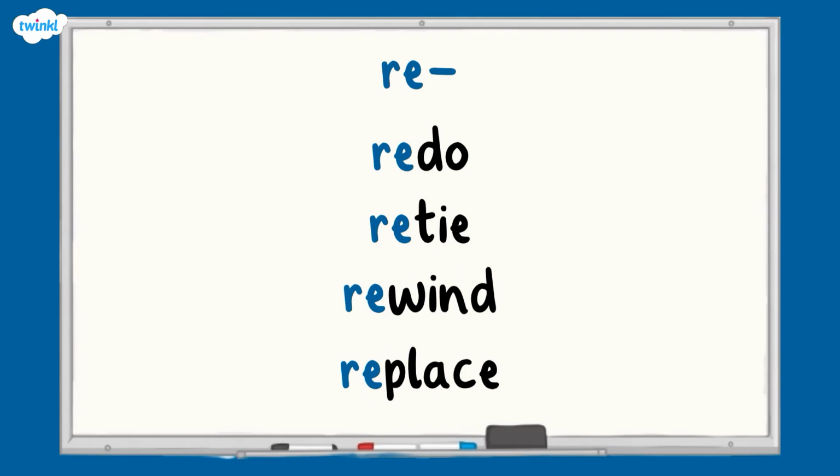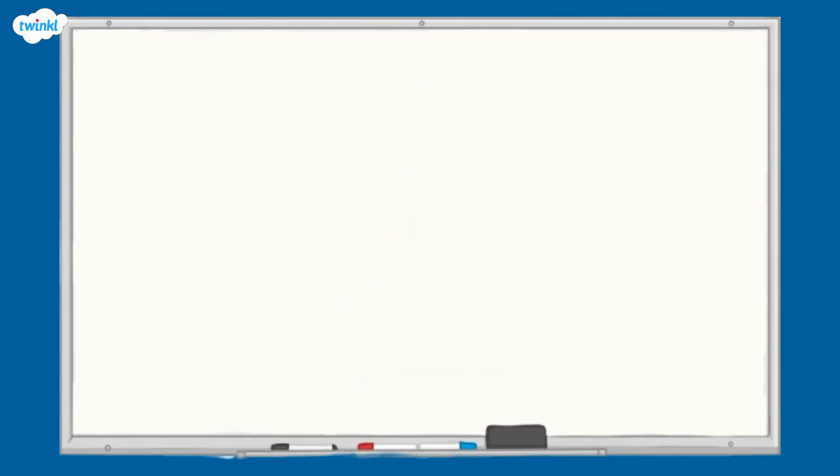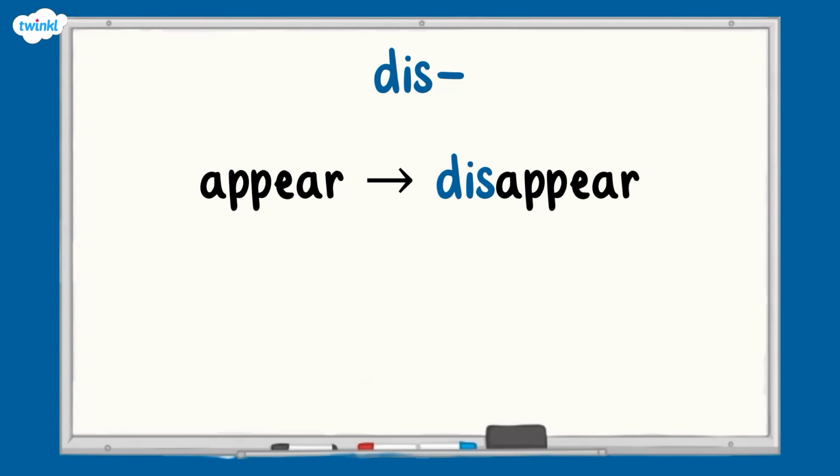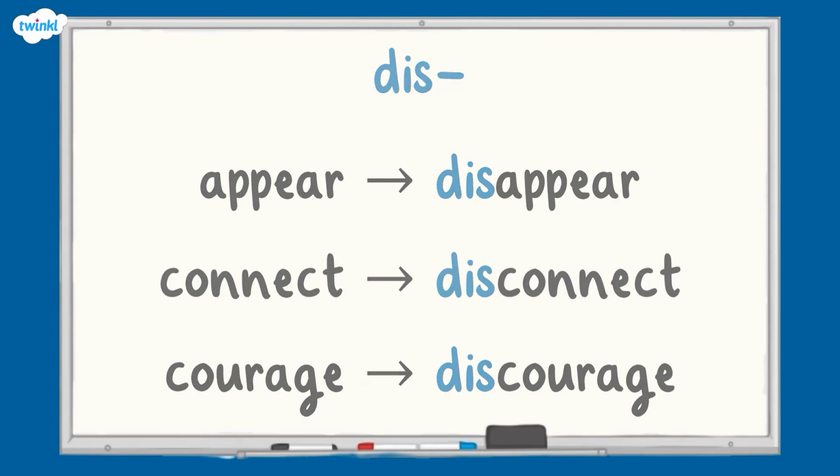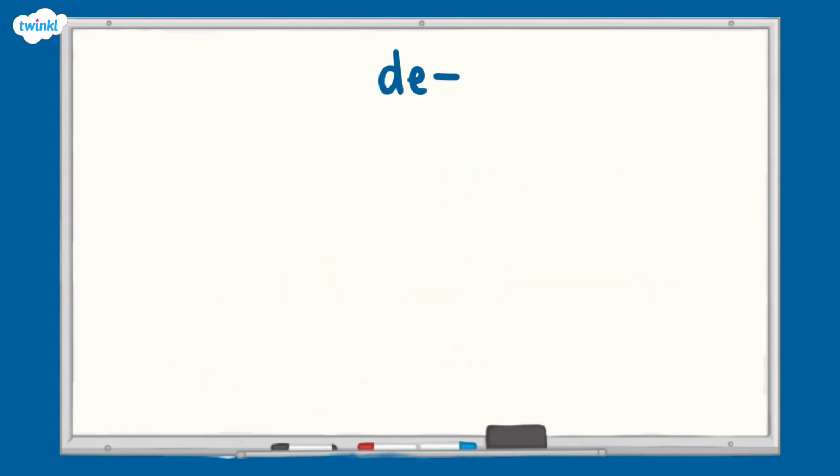When you say you need to redo something, the prefix re implies that the task has already been done and now it needs to be done again. Here are some other examples of prefixes that can be used to alter verbs. Dis. The prefix dis means not or the opposite of. Disappear, disconnect, discourage.